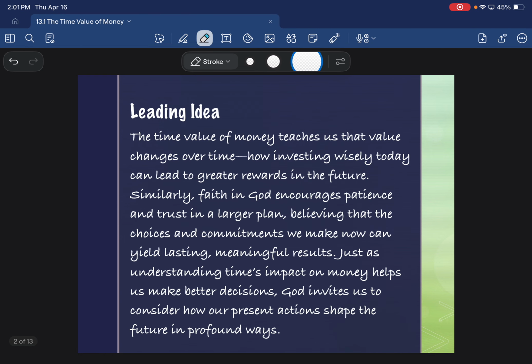So our leading idea is the following. The time value of money teaches us that value changes over time, and how investing wisely today can lead to greater rewards in the future. Similarly, faith in God encourages patience and trust in a larger plan, believing that the choices and commitments we make now can yield lasting, meaningful results. Just as understanding time's impact on money helps us make better decisions, God invites us to consider how our present actions shape the future in profound ways.